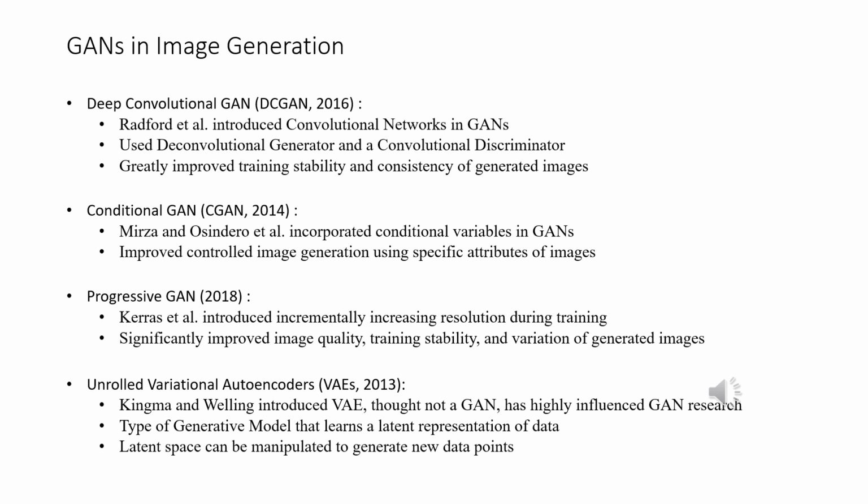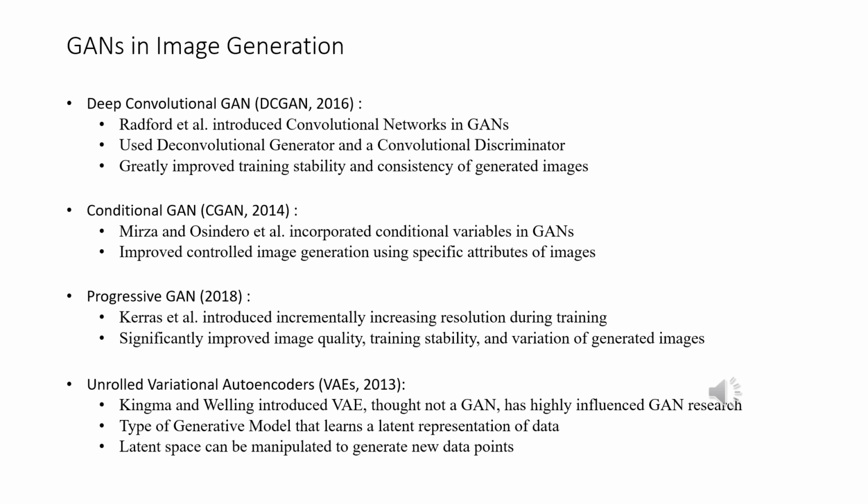GANs are obviously very useful in image generation. There have been many improvements in them over the years through different research papers. It has improved their training stability and the consistency of generated images. There have been many different kinds of images that can be created and many different uses of GANs that have been added over the years.